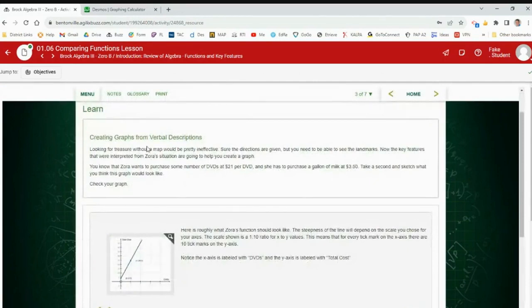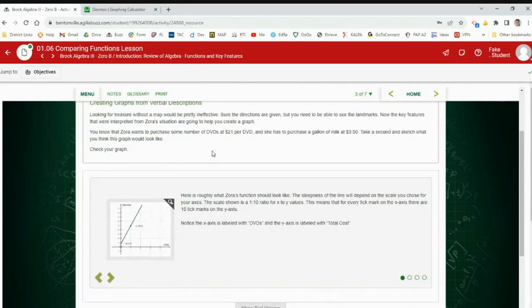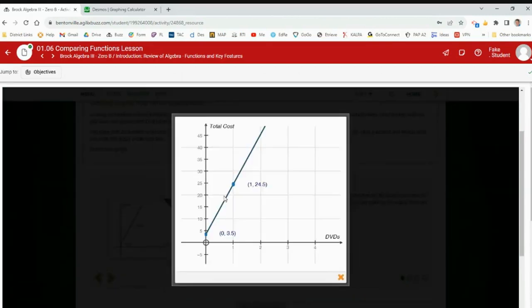So creating graphs from verbal descriptions. Okay, so if we had to make a graph of that, and we just had a graph paper in front of you, and you're like, okay, I told you this, that Zora wants to purchase some DVDs at $21 each. You got to purchase a gallon of milk. What would the graph look like? Well, it starts at 0 DVDs and crosses at 3.5, because $3.50 is when no DVDs.